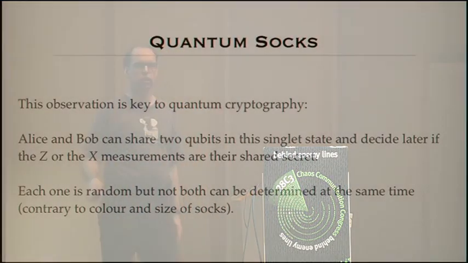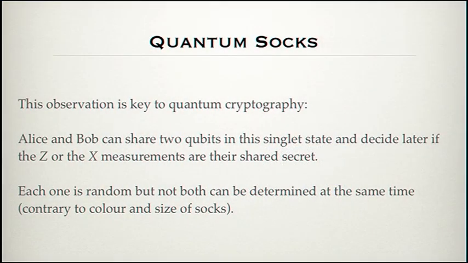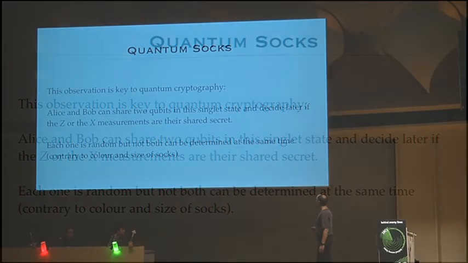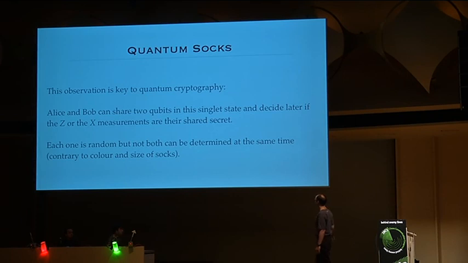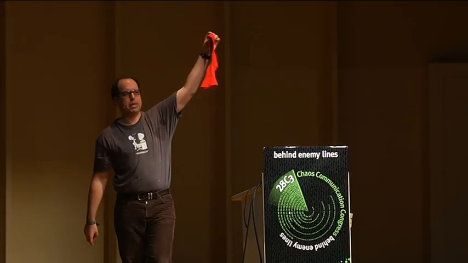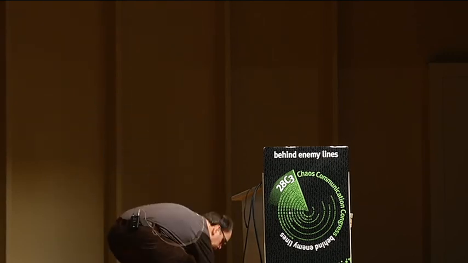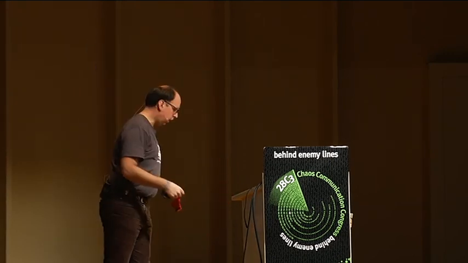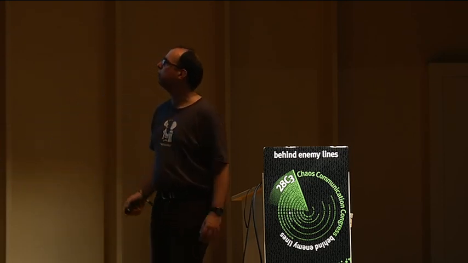Okay? And each one is random, but they cannot be both determined. So, because they have the choice of either measuring X or Z, until they do the measurement, it's random. And that is what helps against eavesdropping. Each one is random, but both cannot be determined at the same time. And that's different, like the two measurements I can do on my socks. I can determine that this is a red big sock, and this is a red little sock. I cannot say whether what the X and the Z component are at the same time.